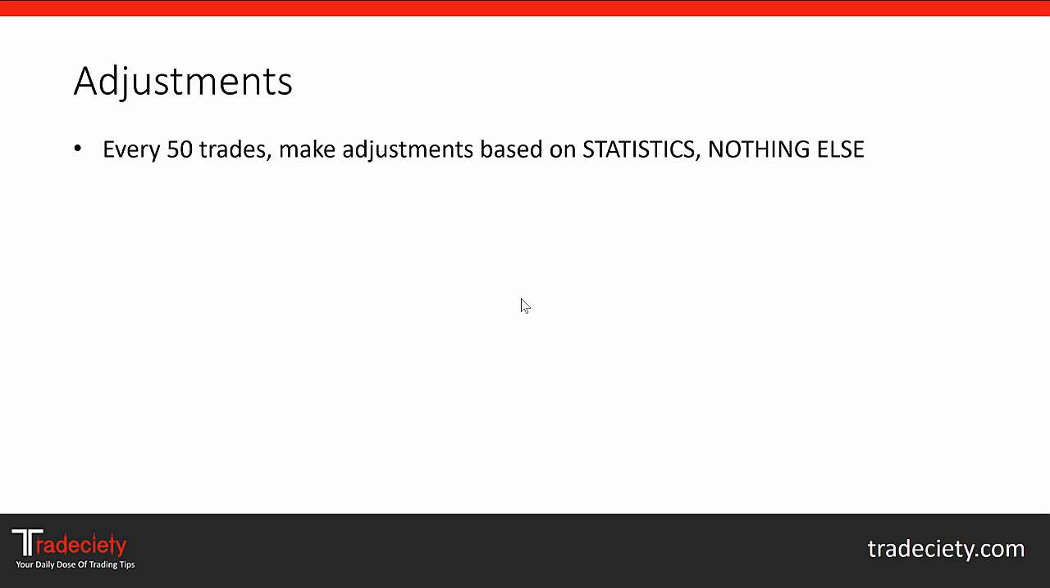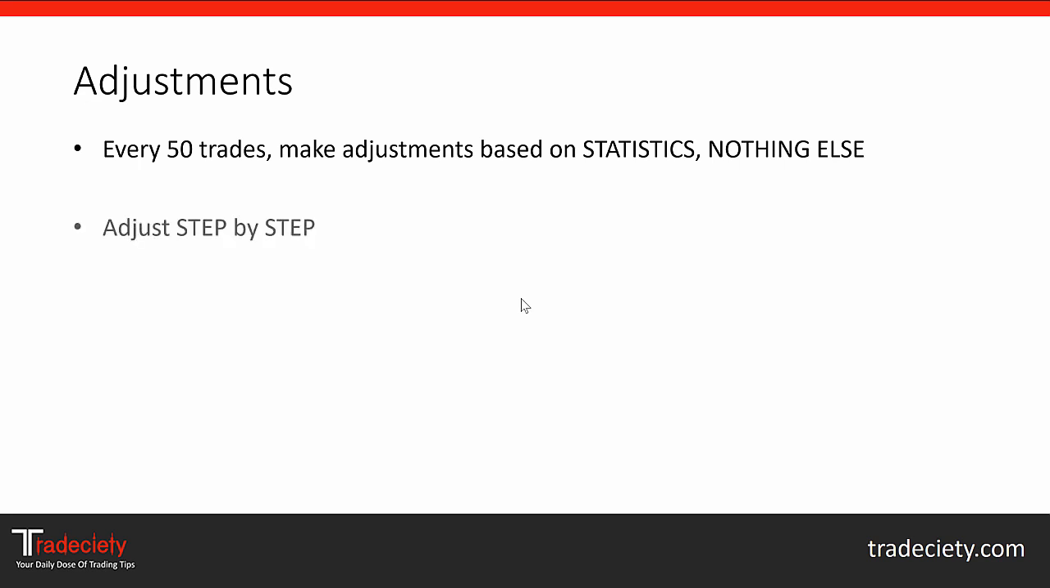Adjustments. Every 50 trades, make adjustments based on statistics, nothing else. I know I've said this many times before, but too many people change their strategy, they trade outside of their statistical parameters, they don't know what the hell they are doing. So whenever you trade a strategy, you stick to that strategy. And if you change it, then you only do it based on statistics.